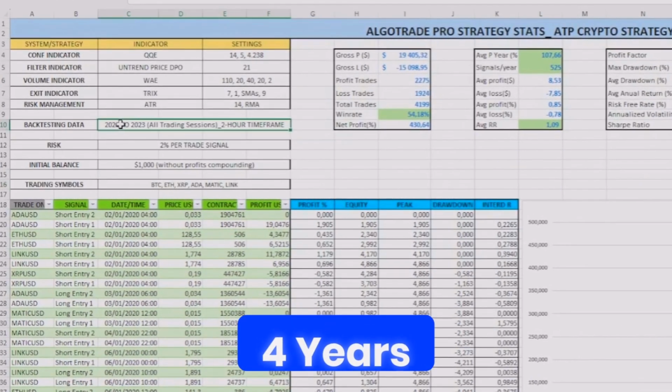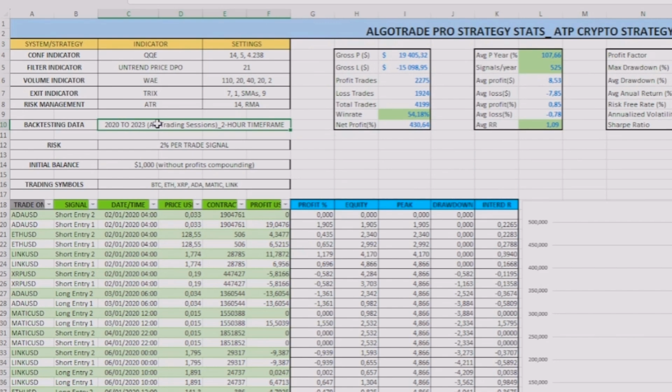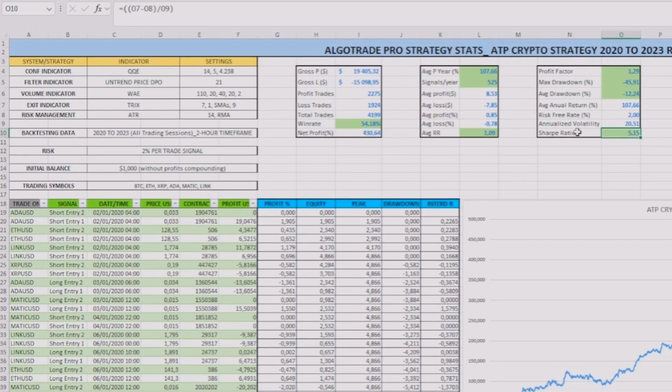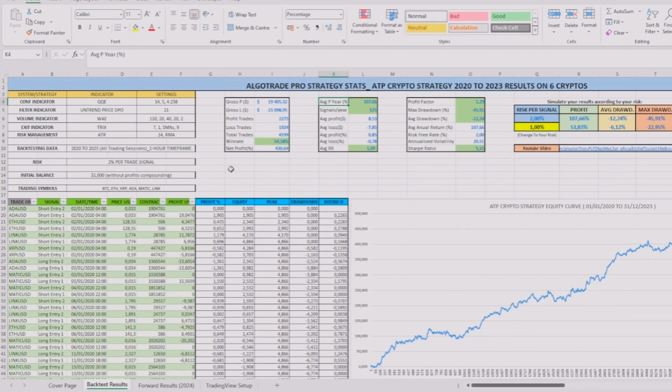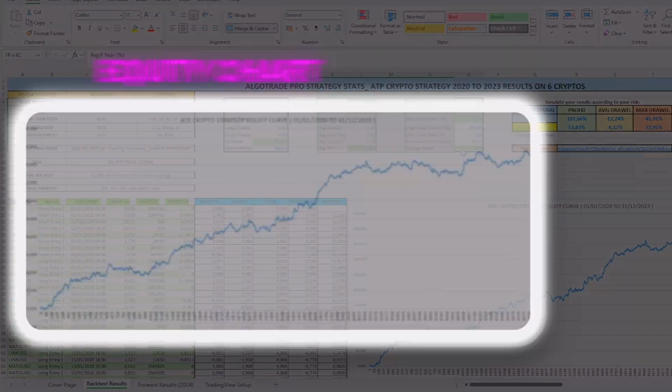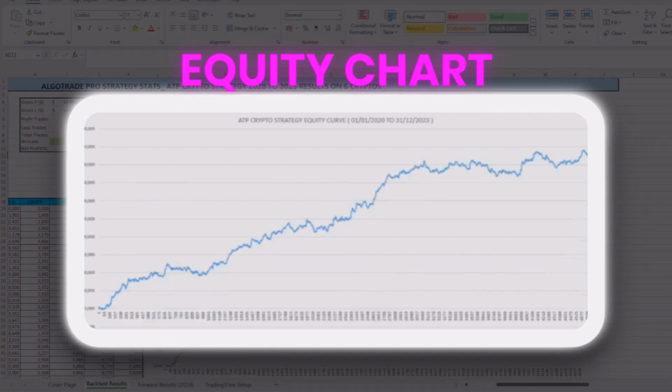Over the last 4 years, since 2020, this strategy has shown a 54% win rate with a profit factor of 1.29 and a Sharpe ratio above 5. And by trading only 6 different cryptocurrencies, it achieved a return on investment of 107% in every year, by risking 2% per trade. Here you can see other stats and the equity chart, which is consistent.